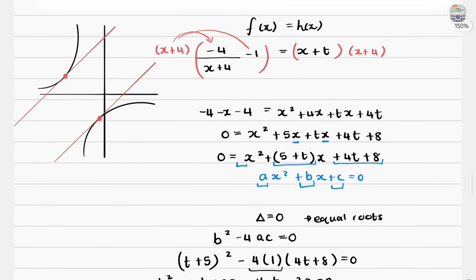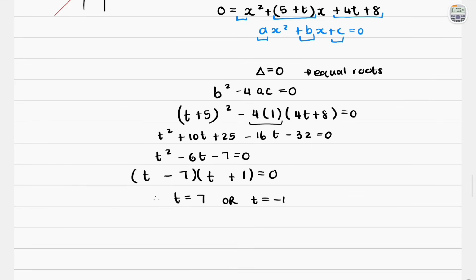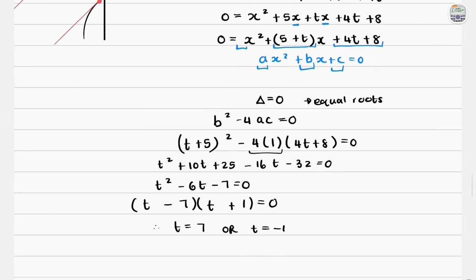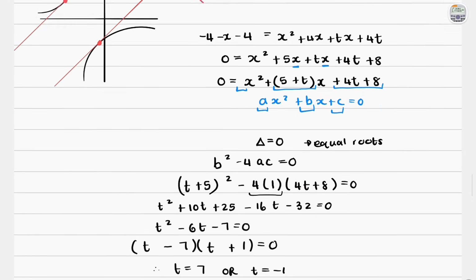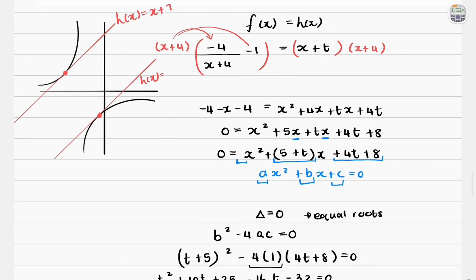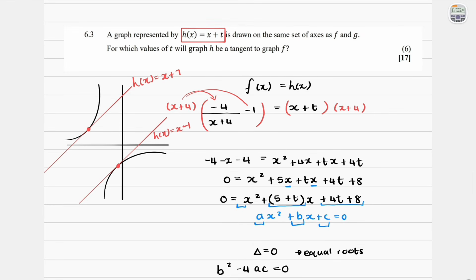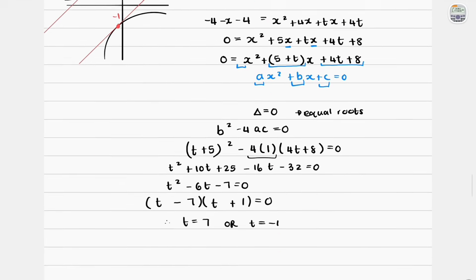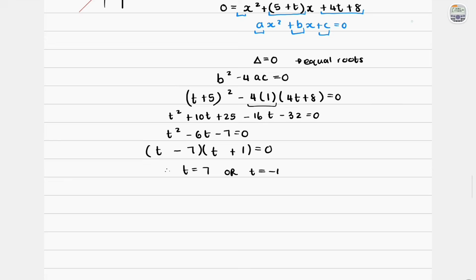And these are values of t for which h will be a tangent to the graph of f. Okay, so we can see how that will work out. When t equals positive 7, this is where we have h of x being equal to x plus 7, the higher one. And then when it is equal to negative 1, that's where h of x is equal to x minus 1, the lower one. So there we go. Okay, that makes perfect sense. That's where the y-intercept is 7. That's where the y-intercept is negative 1. And that is it for question 6.3. And that is it for question 6.